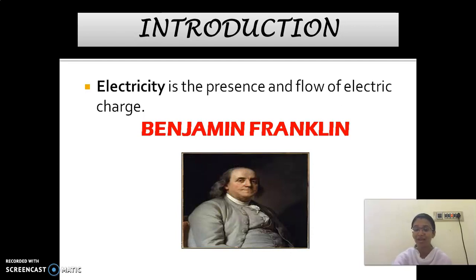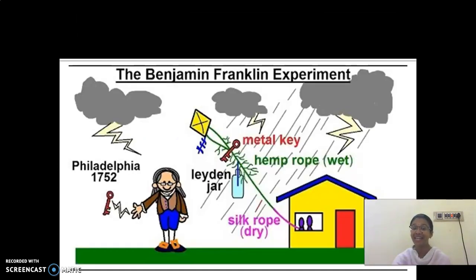What is the name of the experiment which helped Benjamin find electricity? Very good. The kite experiment. So look at this arrangement. A kite is connected to a silk rope, the other end is connected to a metal key, and this metal key is inserted into a Leyden jar. What is that Leyden jar? It is used to store electric charge.